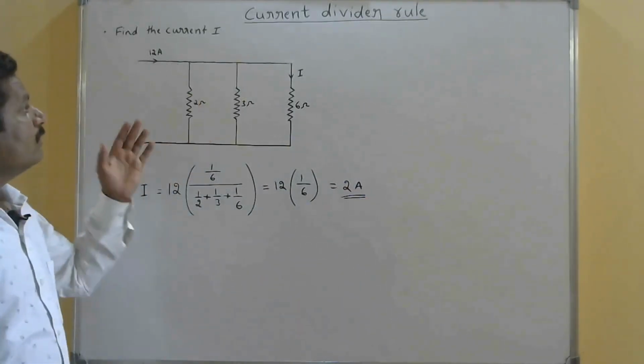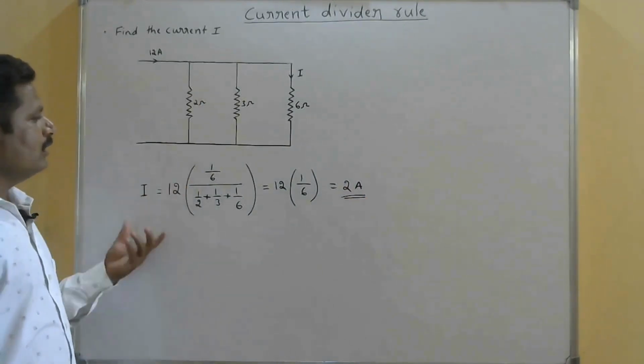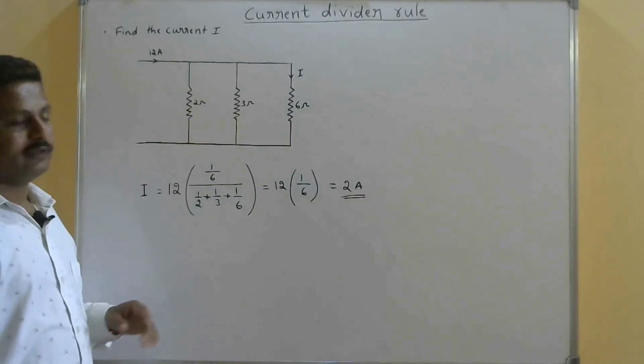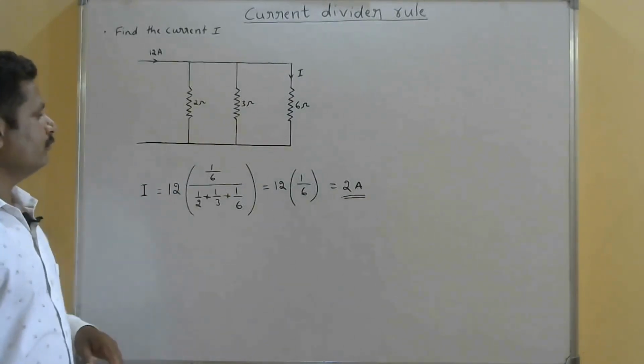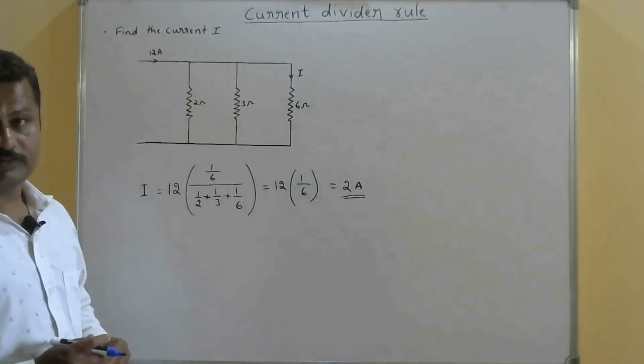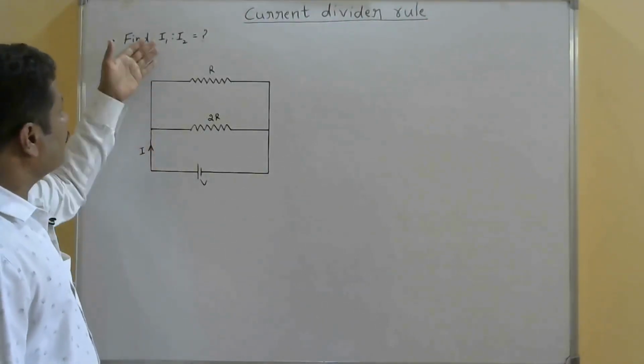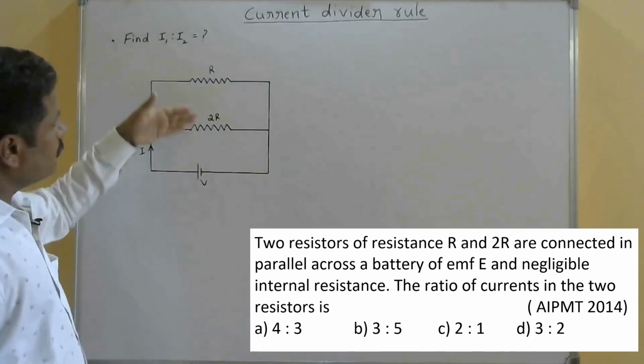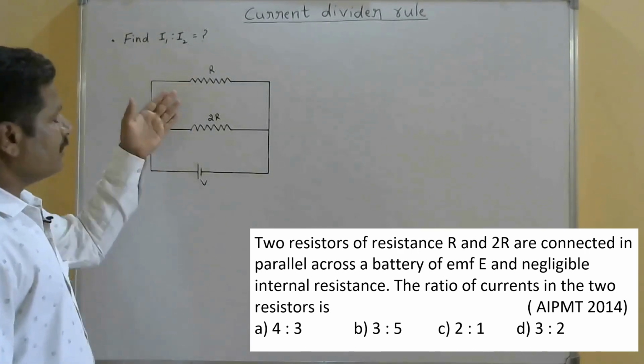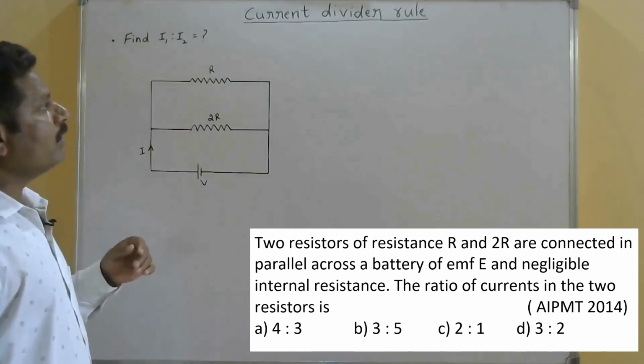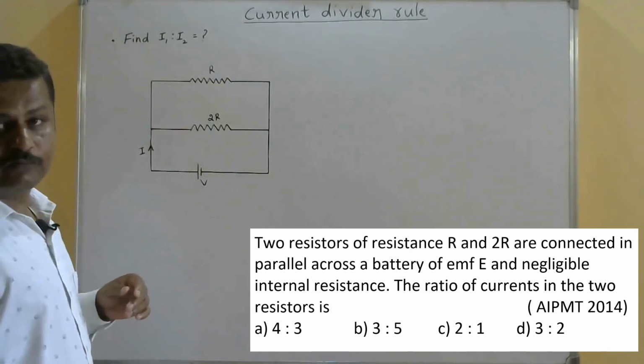So in this way we can use current divider rule to find out current passing through individual resistor. Okay. Let's go to the next problem. In this example we need to find out ratio of currents passing through these two resistors which are connected in parallel. So we can use current divider rule to find the ratio of the currents.